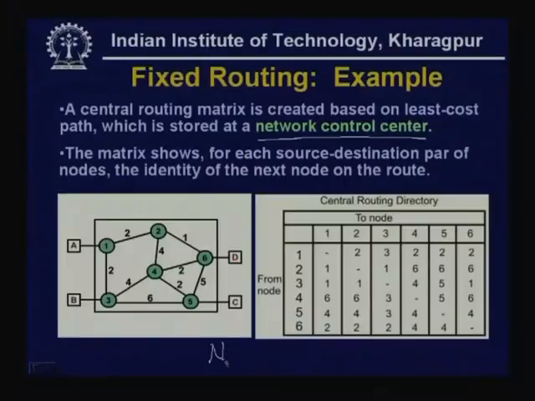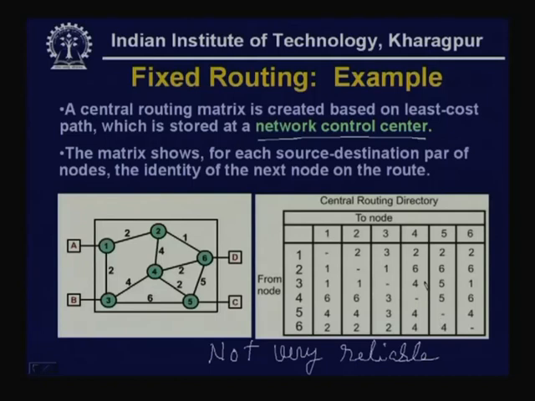This particular approach, this centralized control, has one drawback. The drawback is, if this network control center fails, then everything will collapse. That means the routing cannot be done. As a consequence, it is prone to failure. That means it is not a very reliable approach.